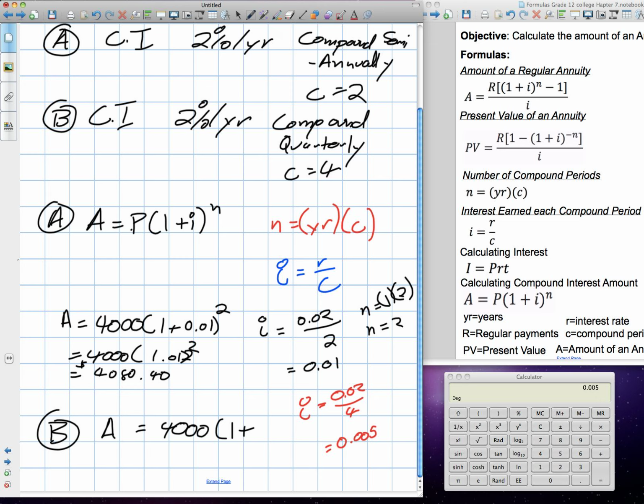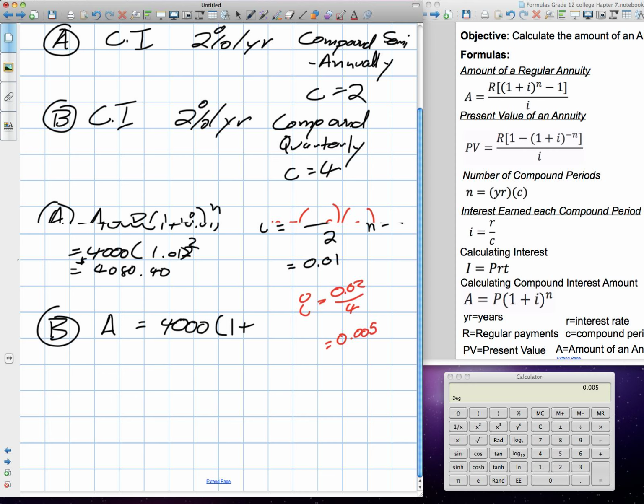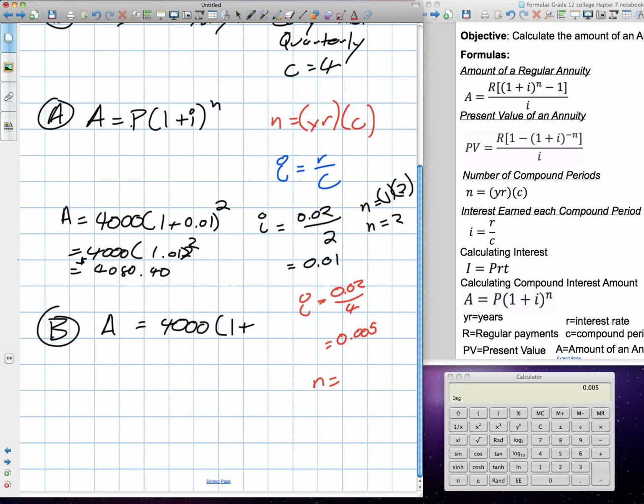If I add 0.5 plus 0.5 plus 0.5 plus 0.5, that gives me my 2% over the course of a year. It's just that it's being compounded more often, so we're earning a little more money each period. So we have a new I, and our N is the same thing. N is the number of years. We're still only using 1 year, but we're using 4 compounding periods. So N stands for the number of compounding periods, which is 4. So we plug these numbers in.